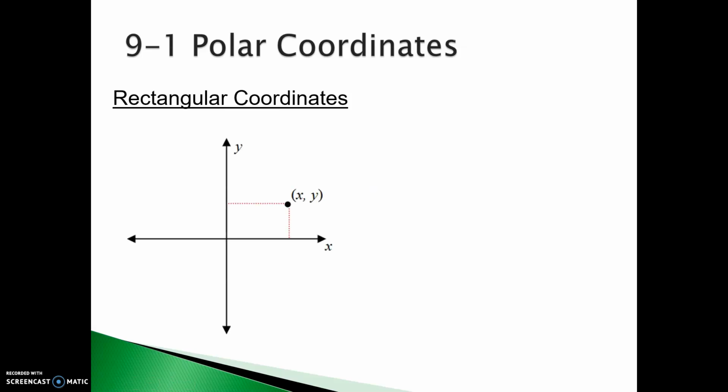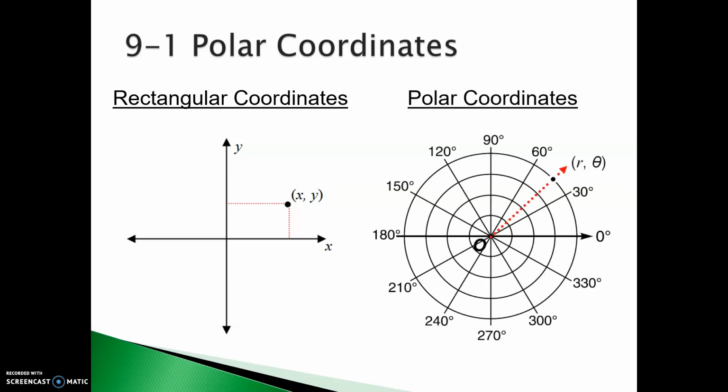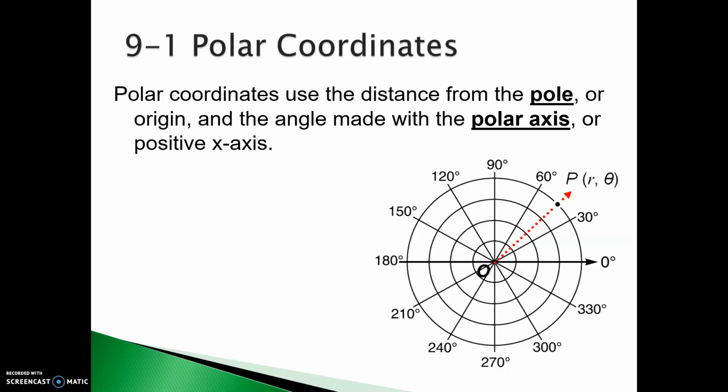So rectangular coordinates are our traditional x and y where we have an x-axis and a y-axis, and then the steps that we take make a rectangle. So that's why we call it rectangular coordinates. And then polar coordinates ask for a length of a radius and the angle measure that it makes with the positive x-axis. So with those two pieces of knowledge, we can draw the polar coordinate on the polar axis. So polar coordinates use the distance from the pole or the origin and the angle that it makes with the polar axis or the positive x-axis.